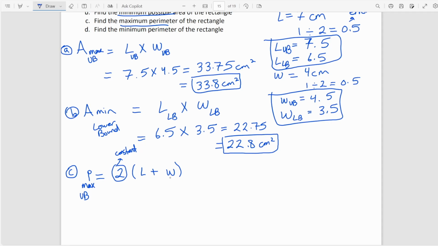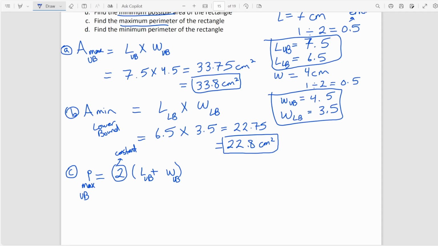Now, the length and the width, they both have an upper and a lower bound, and we want to get the maximum possible. So we want the upper bound for the length plus width, which means we would want the upper bound for the length and the upper bound for the width, because this is an addition operation.